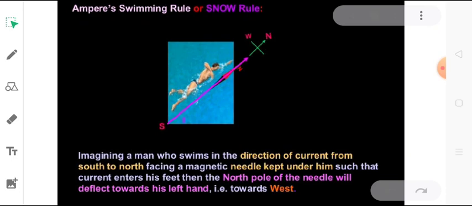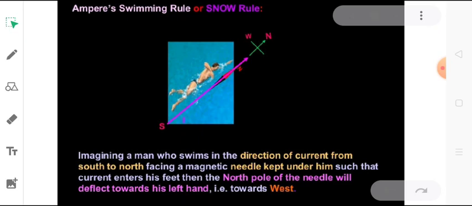Imagine a man who swims in the direction of current from south to north, facing a magnetic needle kept under him, such that current enters his feet. Then the north pole of the needle will deflect towards his left hand, that is towards west. So this rule actually helps us to understand the direction of magnetic field with respect to the direction of the current.